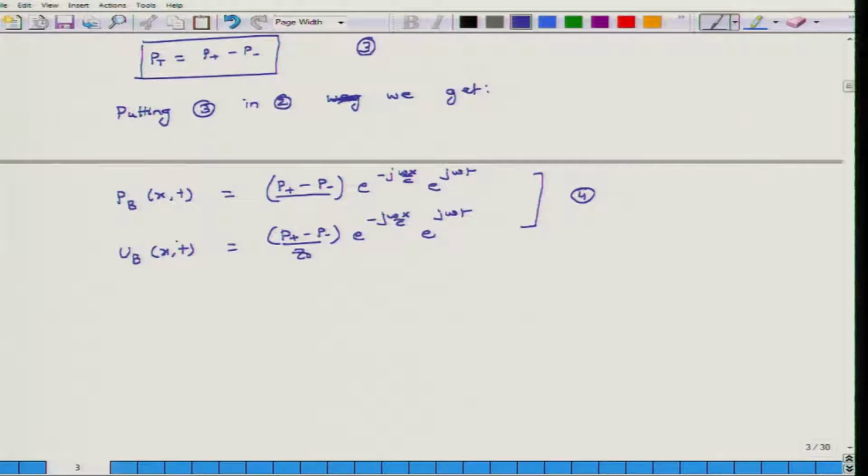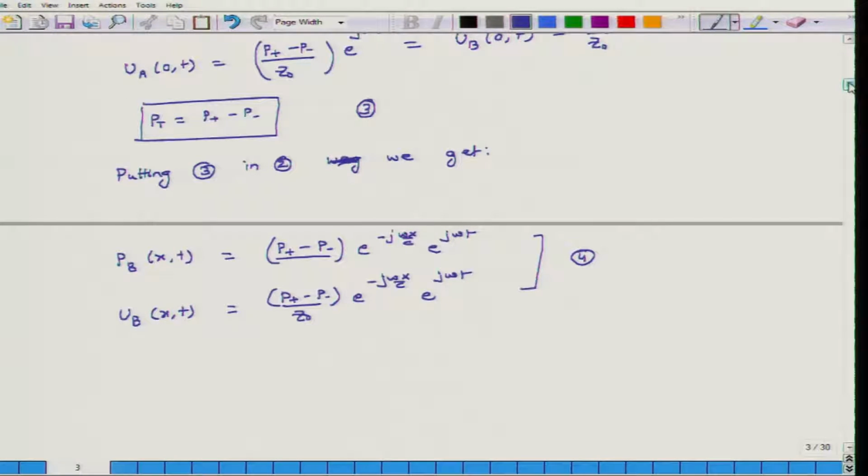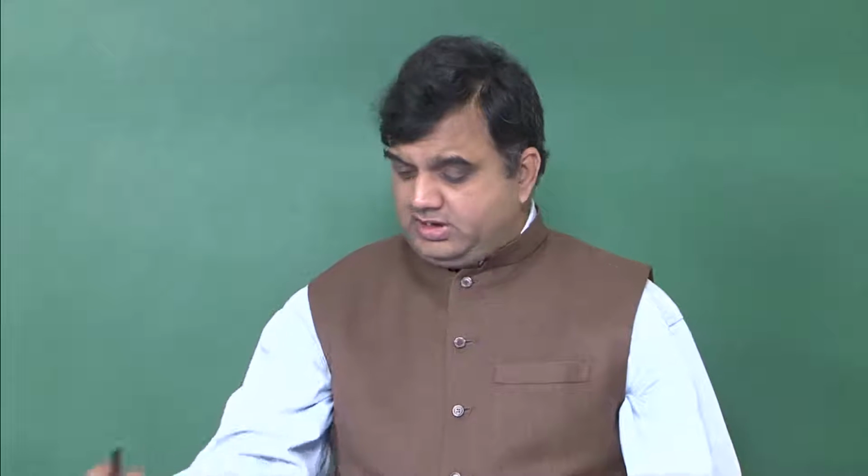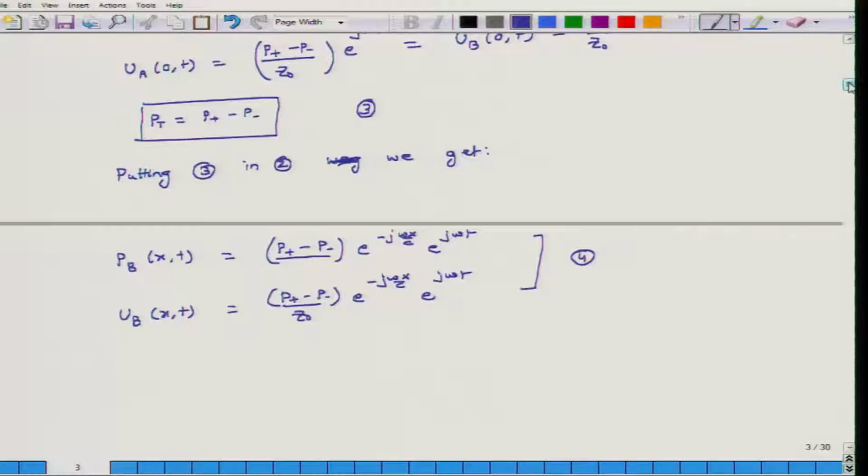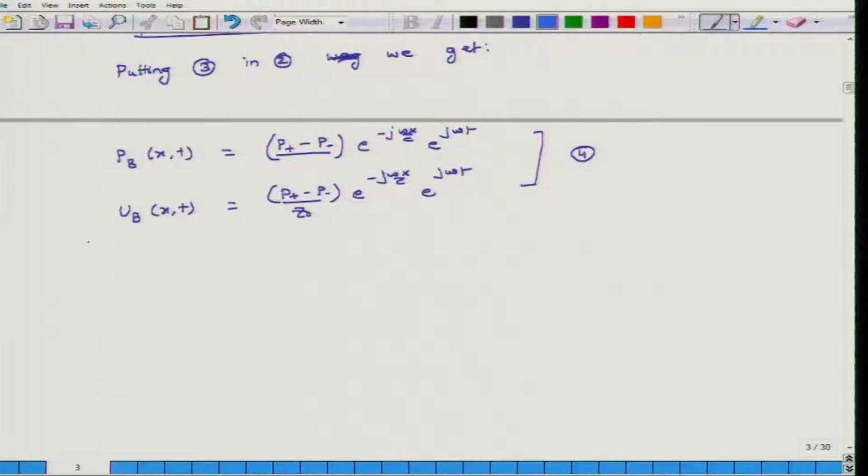Now, once we have done this, we have eliminated PT, and to get to the ratio of PT and P plus, we have to apply one more condition. Once we apply one additional condition, we will be able to eliminate P minus also, and we will be able to get the relation between P plus and PT. That is what we plan to do in today's lecture. One condition we have already applied, but there is another condition.